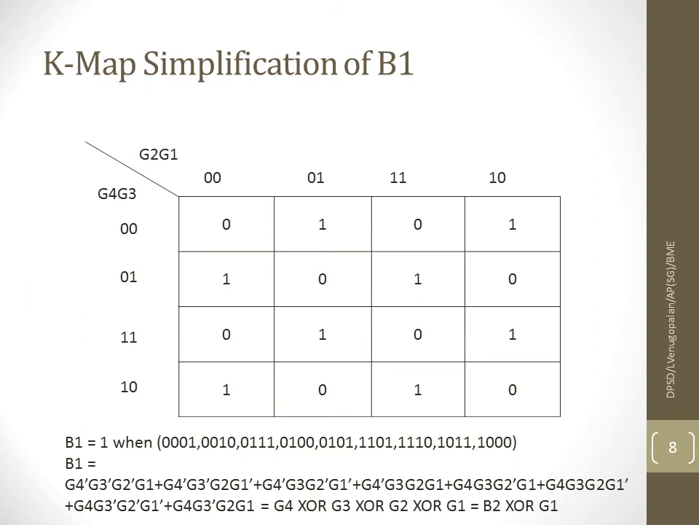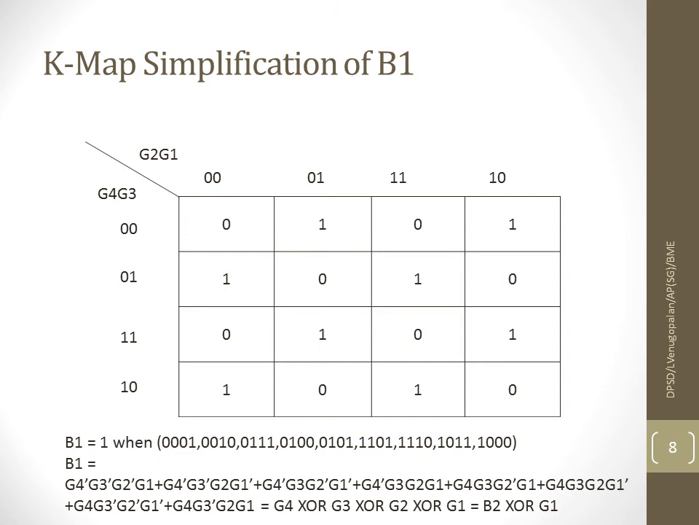Now again, B1. B1 is a beautiful checkerboard in the K map, because B1 is 1 when you have the following inputs: 0001, 0010, 0111, 0100, 0101, 1101, 1110, 1011, and 1000, right? So generally this checkerboard simplifies to be exclusive OR. Now, since there are no pairs, we have to write all the min terms for this particular K map, which is what I've done.